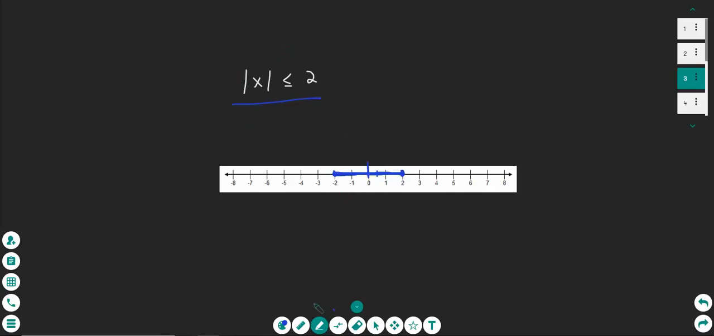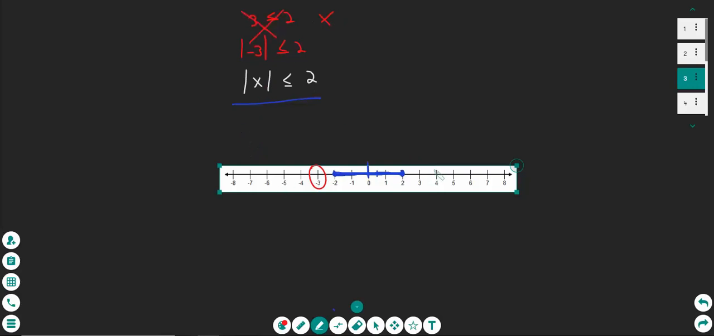And again, if you want to just check yourself, just pick a number. Let's pick the -3, outside of that domain, you might say, outside of that range of numbers that are acceptable. If I take that -3 and plug it in, what happens? The absolute value of -3 is a 3, and 3 is not less than or equal to a 2. That is not correct, right? So obviously the -3 does not work.